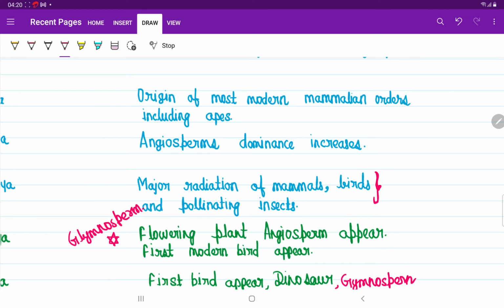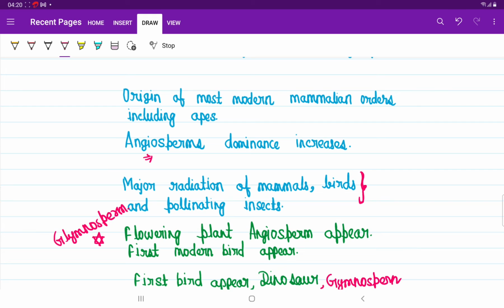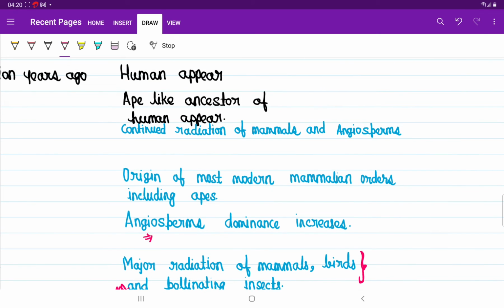And then the next one is the Eocene epoch. During the Eocene epoch, not gymnosperms, angiosperms became most dominant. Their dominance started to increase during this Eocene only. And then most of the modern mammals, with different kinds of orders, all that diversification was seen during this epoch.